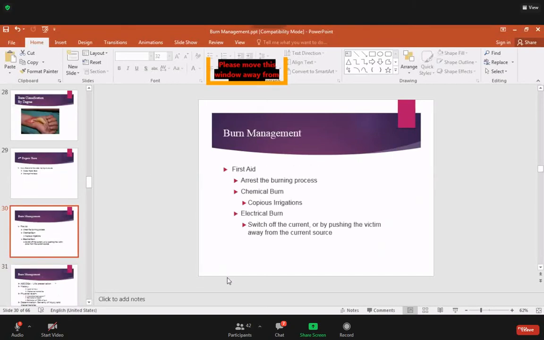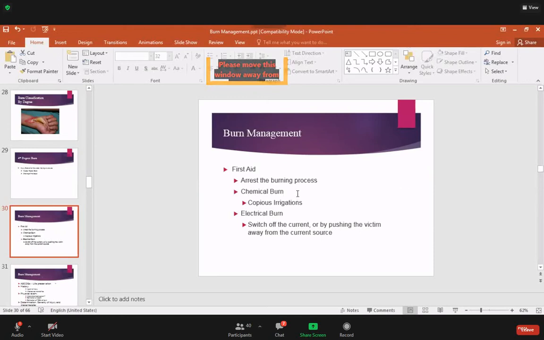Okay. Now, how to manage these patients? This we have already covered in level 10, so I will go through it very quickly. The first aid that we provide at the scene of injury is that you have to arrest the burning process. You have to provide emergency management to the patient. If there is a flame burn, you have to cover the patient with a blanket and tell him to roll, so that the fire affecting his clothes is subsided.